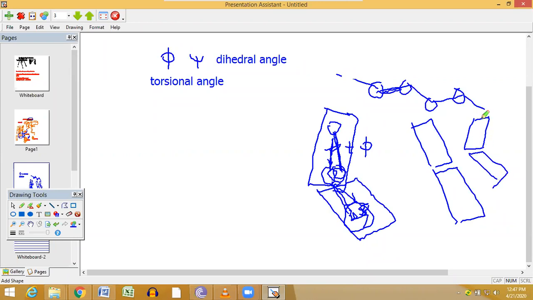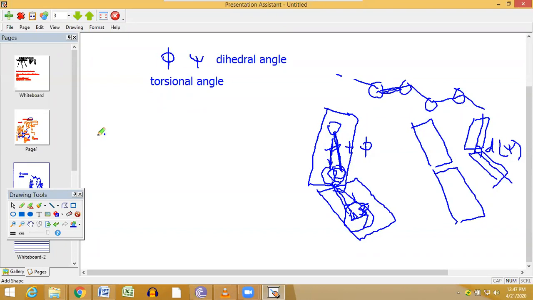So the angle between the two planes is called the dihedral angle, which is designated as psi. Now, in protein chemistry, in protein structure, these two angles have immense importance because these two angles define the actual 3D conformation of protein. How? I am drawing a simple thing to make you understand how.